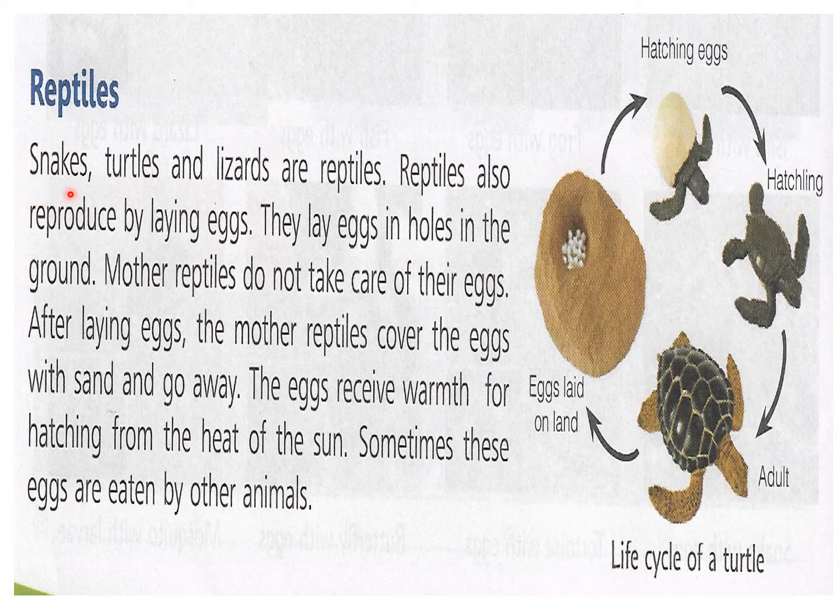So let's read. Snakes, turtles, and lizards are reptiles. Reptiles also reproduce by laying eggs. Just like birds and fishes, reptiles also lay eggs. And the characteristic of reptiles is that they crawl on the ground because their body is heavy and their legs are small. So these are all reptiles, and snakes do not even have legs. They just crawl with the help of scales and the body muscles.